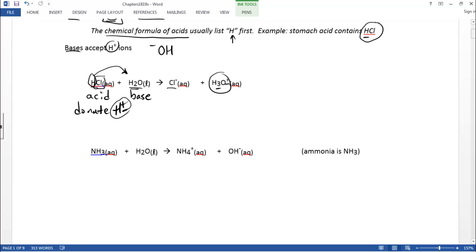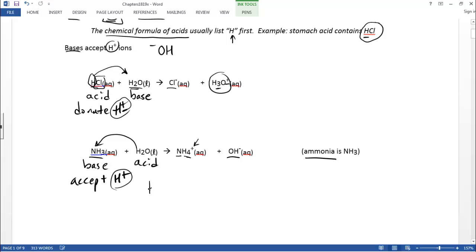Let's look at a different acid-base reaction. Let's start with NH3. That happens to be ammonia. NH3 is a base, so it's going to accept H+ ions. That forces water now to serve as the acid. And so it has to give away an H+ to ammonia. So ammonia starts with 3 H's, and then it gets an extra one. So now it's NH4+. And it's also positive because H+ is positive.